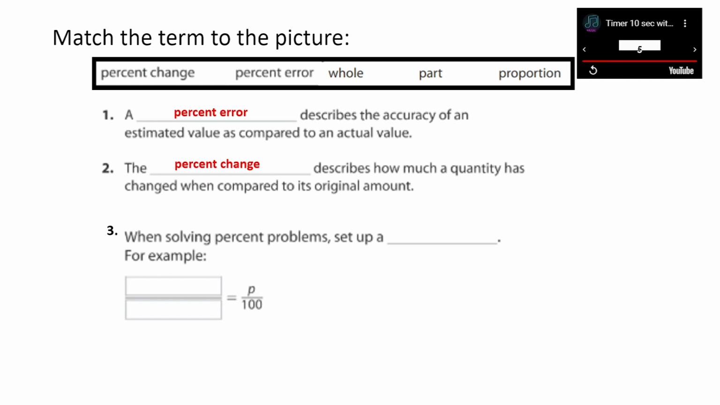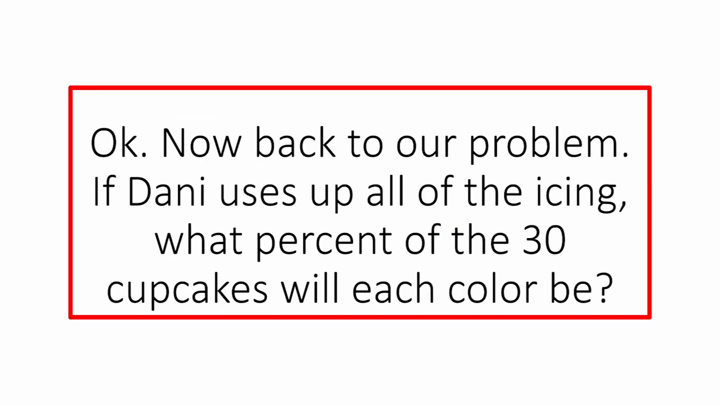And when solving percent problems, set up a proportion. For example, part over whole equals P over 100, and that would be your percent. Okay, so back to our problem. If Danny wants to use up all of the icing, what percent of the 30 cupcakes will each color be?